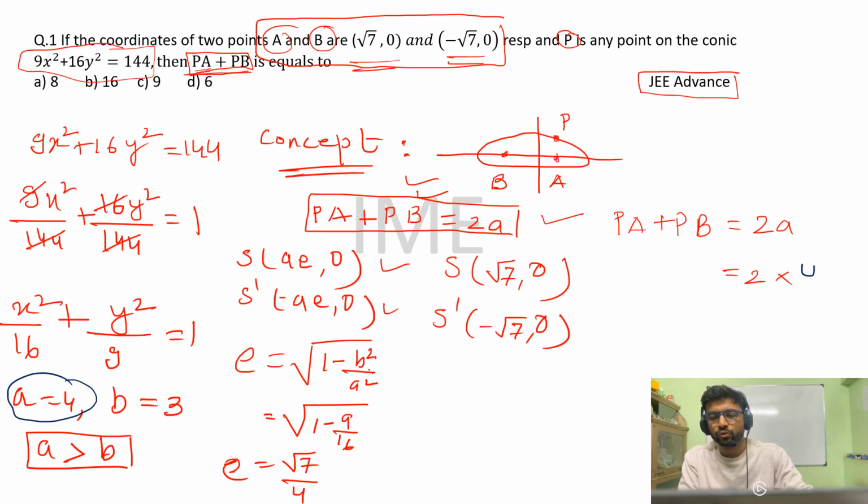Okay. So 2 into 4 is equal to 8. So which option is correct? I think option A is correct. Okay. So in this way we can solve this question.